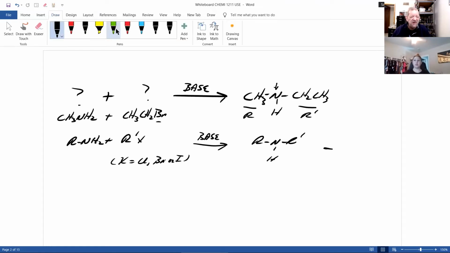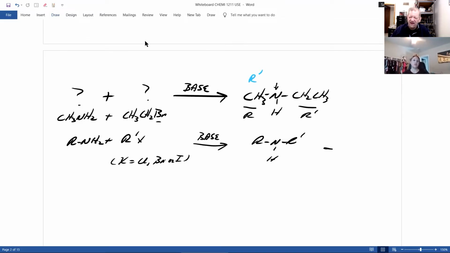Now, this is one of those cases in organic chemistry when there's more than one answer. What if I call the methyl group R prime and the ethyl group R? Well, in that case, that would be my primary amine and my alkyl halide. And let's stick with bromine. You could have also put chlorine or iodine, would be that. So which is correct? The top one or the bottom one? The answer is, for this class, both are.